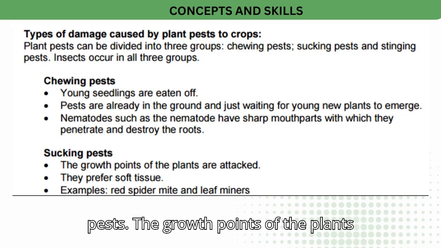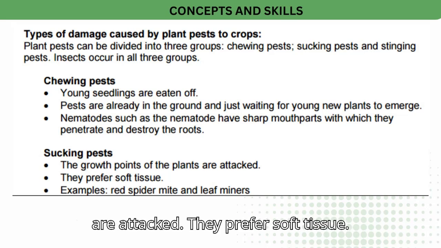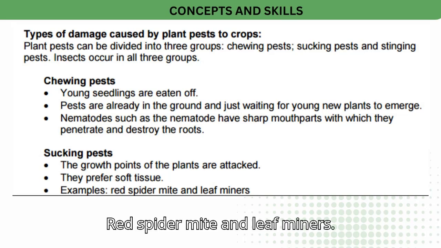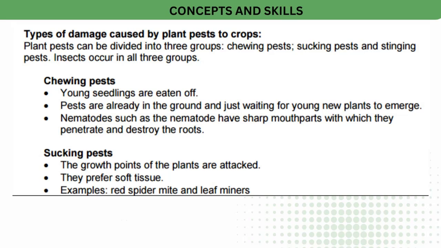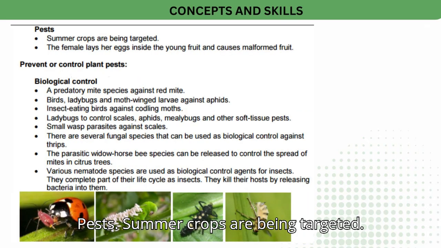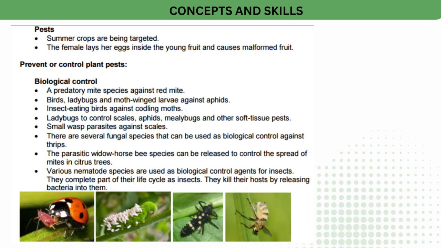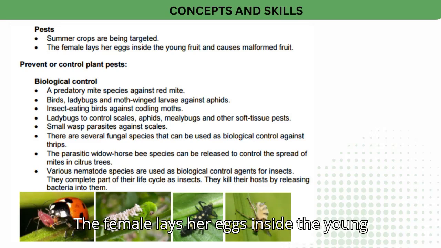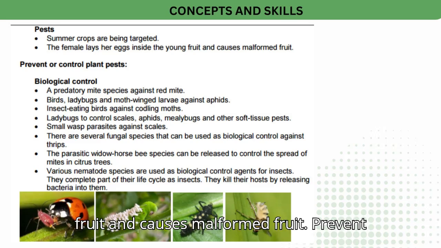Sucking pests. The growth points of the plants are attacked. They prefer soft tissue. Examples: red spider mite and leaf miners. Stinging pests. Summer crops are being targeted. The female lays her eggs inside the young fruit and causes malformed fruit.